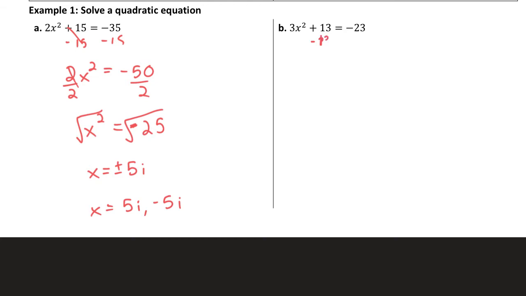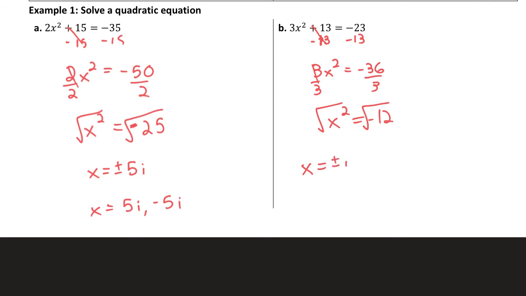For part B, this is similar. Subtract 13 from both sides. To start, 3x squared equals -36. I would then divide by 3. x squared equals -12. And then I square root both sides. Now here, I'm going to say plus or minus i, and the square root of 12 is not a perfect square.